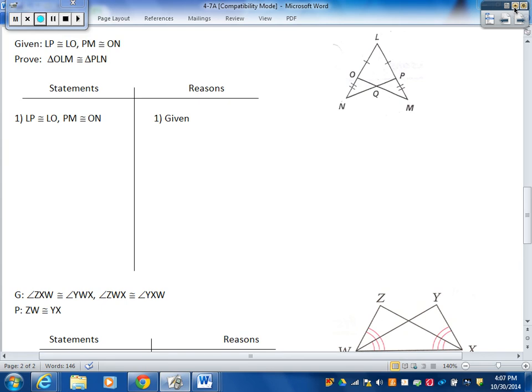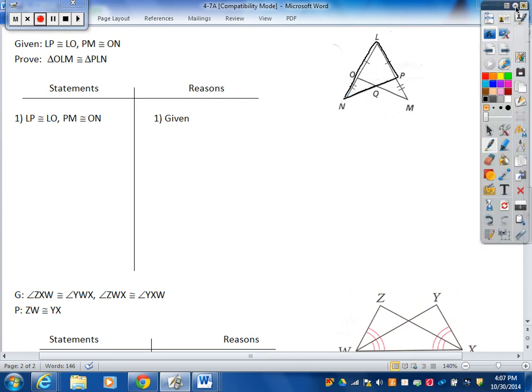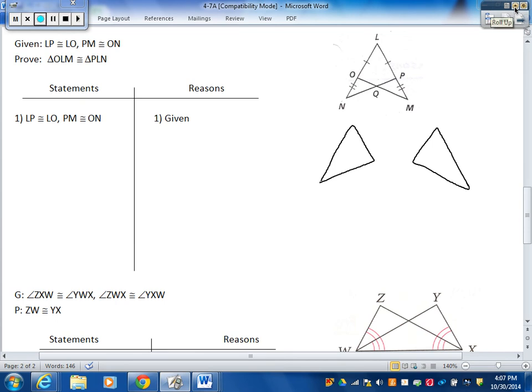Okay? Now, obviously I'm giving you the proof there, which is going to be this triangle here. That would be PLN. If I can pull that out. Okay, there's PLN. And the other triangle, LOM. All right, and marking the vertices here.